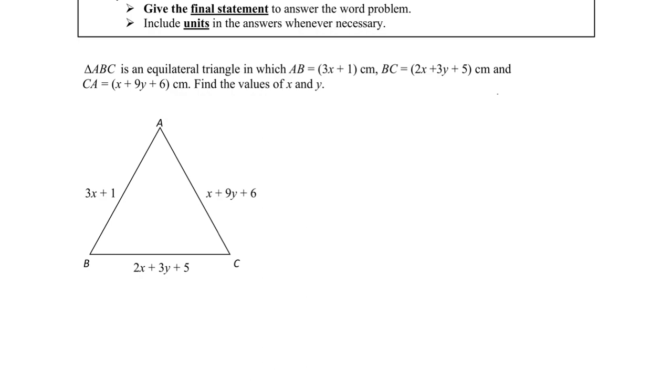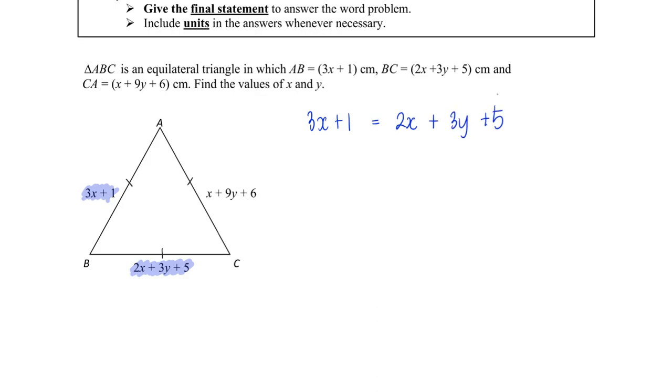And what is an equilateral triangle? It means all the sides are the same. So knowing that, I will then be able to form two equations. These two sides can be the same: 3x plus 1 equals 2x plus 3y plus 5.